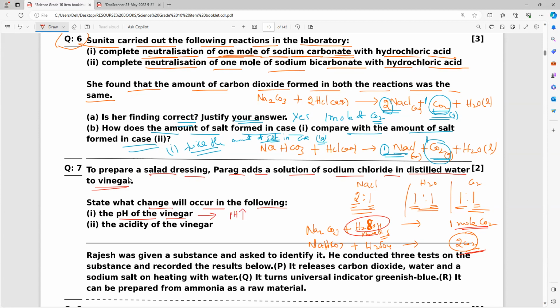Diluting the acid: the pH value increases. The acidity of the vinegar decreases. The acidic nature will decrease. What will happen? Acidity will decrease because it is diluting. But for bases, what will happen? For bases, the pH value will decrease as the basic nature also decreases.